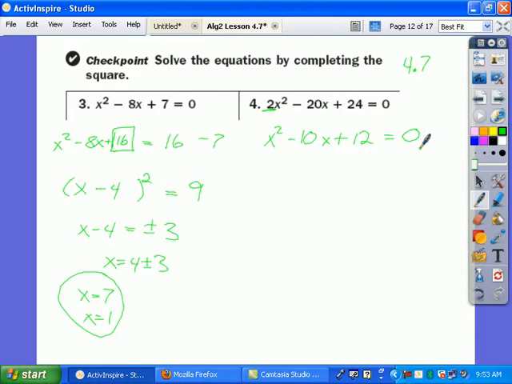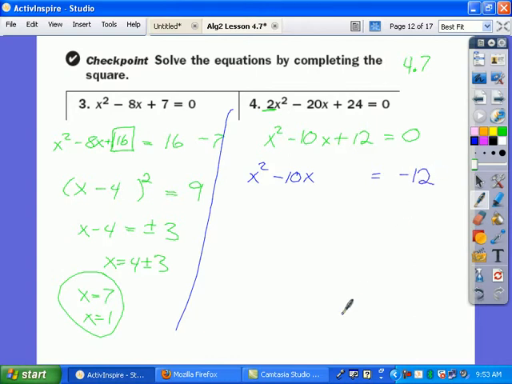And now I can proceed with completing the square. The first thing I want to do is move the 12 over to the other side. So it gives us x squared minus 10x equals negative 12.